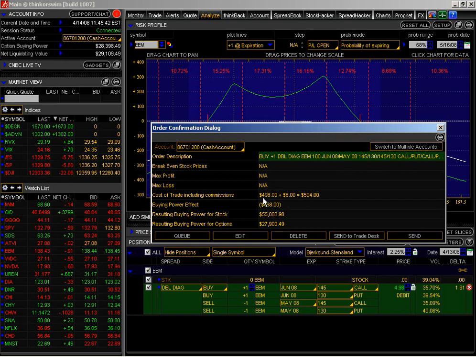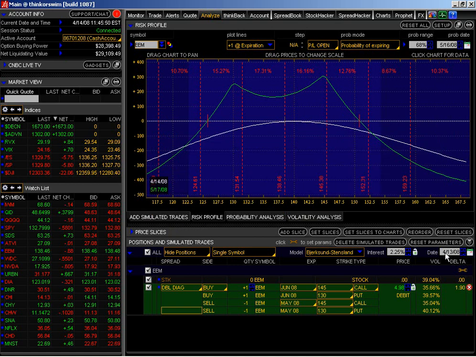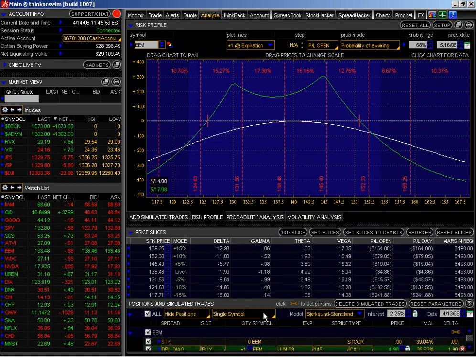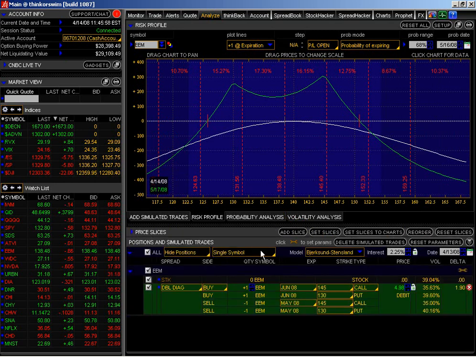The cost of our trade is $4.98, plus $6 in commissions for a total cost of $504. And if we take a look at this, $498 is our margin requirement, and it's also our maximum loss on this trade. Now this is what we're going to be doing for an initial opening trade. Remember, if we do have to do adjustments, that is fairly easy to do once we have this position on.